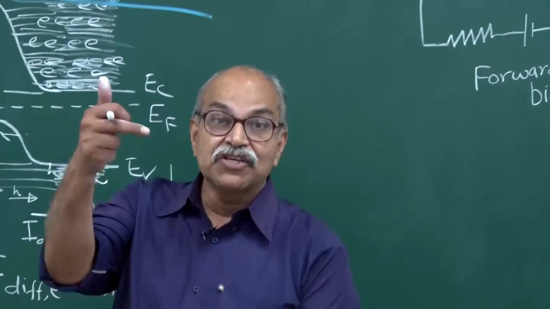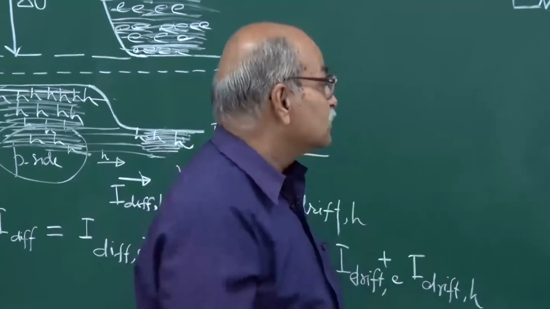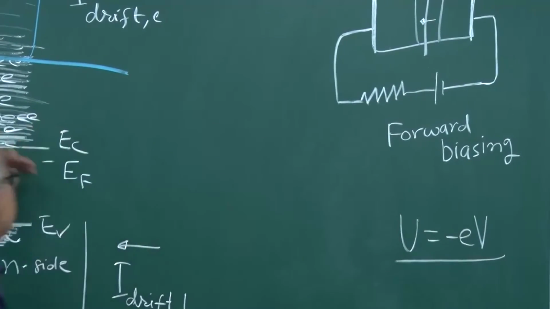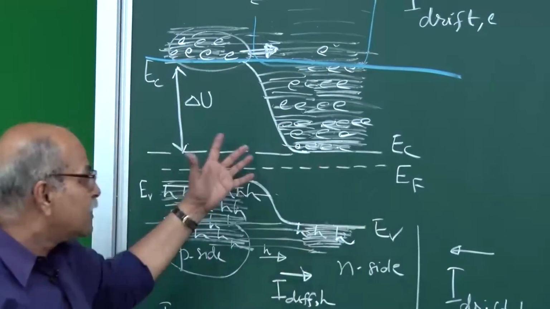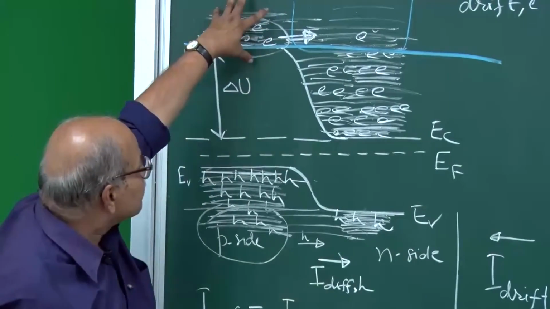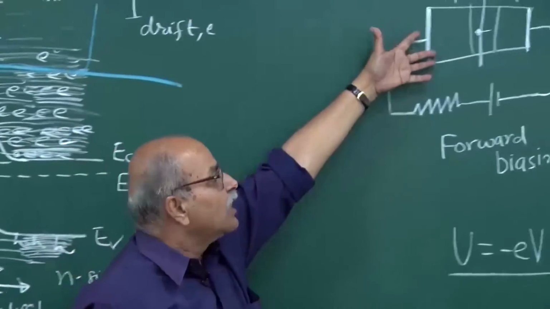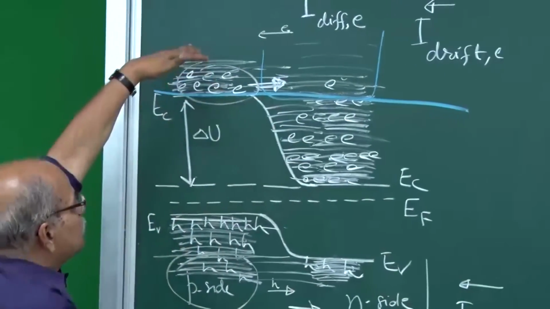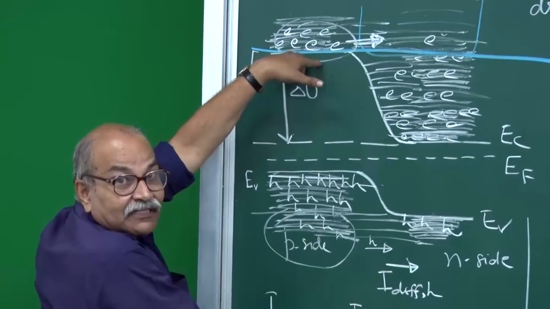And raising the potential means lowering the energy, because U is minus eV. We are talking of electrons, so these are all electron energies. In this diagram, what is the effect? The effect is that P side energies are brought down. P side potential has gone up, so P side energies have gone down. So we have to shift this part down. That will be the effect.